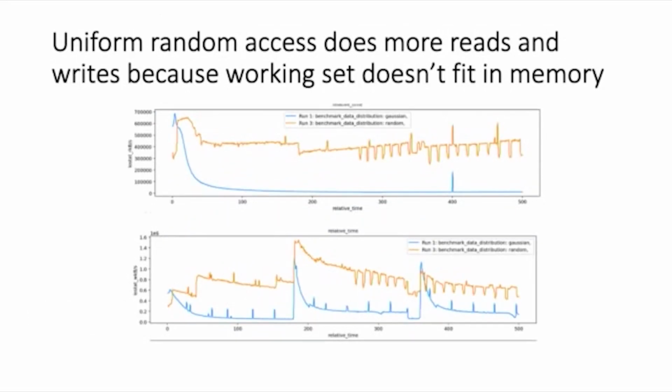And I think this is exactly the kind of thing we're expecting to see, right? Which is that less stuff needs to be read in and written out of your files, so it'll be faster, and you'll do less I/O. So on the top is read throughput, and the bottom is write throughput, and you can see that with the random uniform access, you end up doing a lot more reads and a lot more writes.